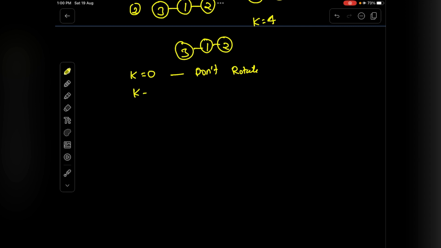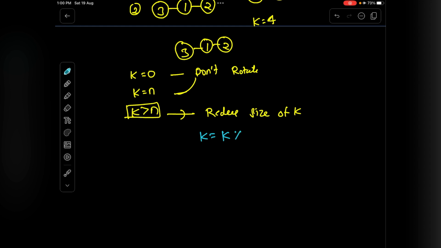If my value of k equals n, where n is the length of the linked list, again don't rotate. If my value of k is greater than n, then what we need to do is, will you rotate those many times? No. So what we will do is, we'll try to reduce the size of k. How can we reduce? We get k equals k modulo n. So this is the formula we will be using to reduce the size of k.